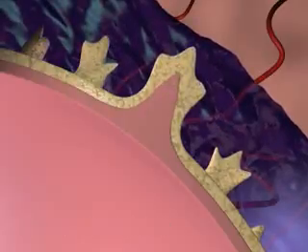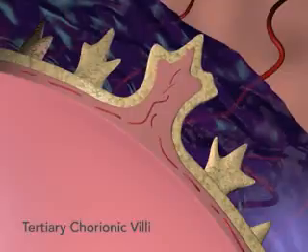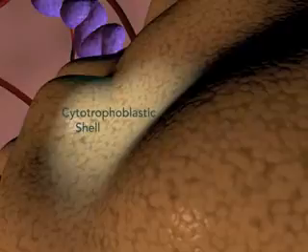By the end of the third week, embryonic blood vessels have begun to form in the extraembryonic mesoderm of the secondary chorionic villi, transforming them into tertiary chorionic villi. Cytotrophoblast cells from the tertiary villi grow toward the decidua basalis and spread across it to form a cytotrophoblastic shell. Villi that are connected to the decidua basalis through the cytotrophoblastic shell are called anchoring villi.